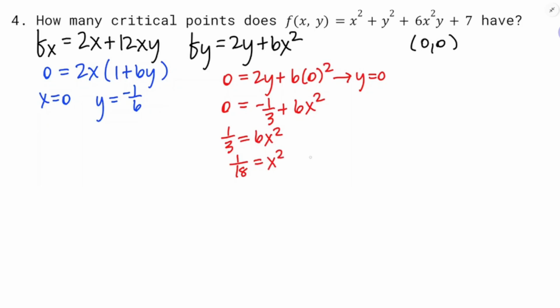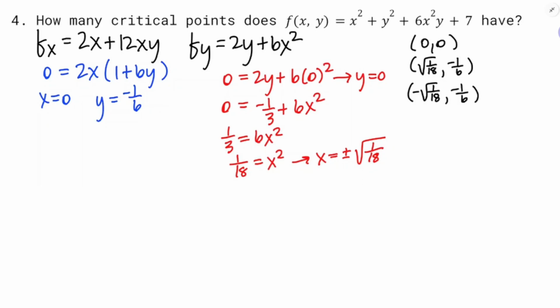And since I kind of forgot that the last time, I do think I should write that out. Okay, and then my other two critical points. So there are going to be 3, but I'm just going to show them. Positive square root of 1 over 18, and then y needs to equal, what was it, negative 1 over 6. Or I could have the negative square root of 1 over 18 and negative 1/6. Okay, so those are the 3 critical points.